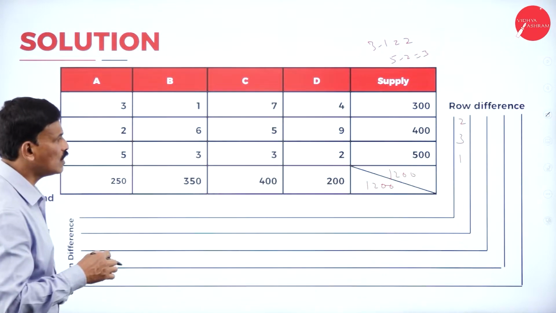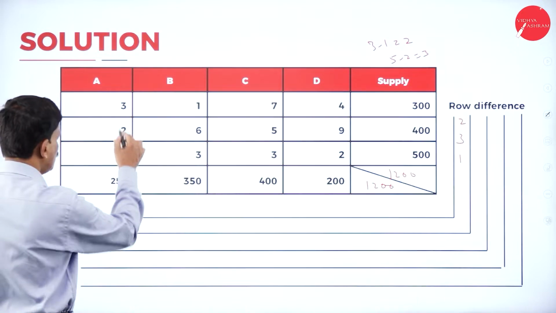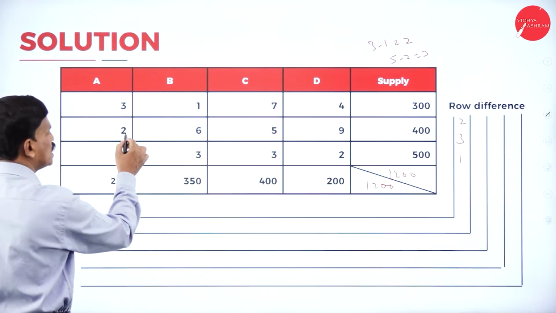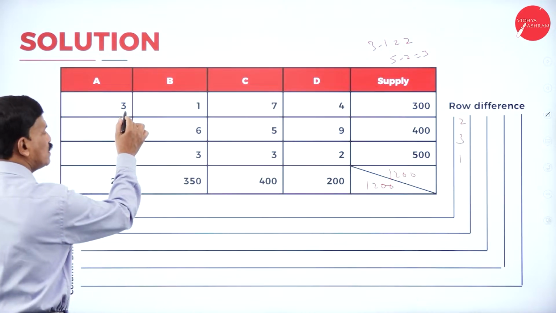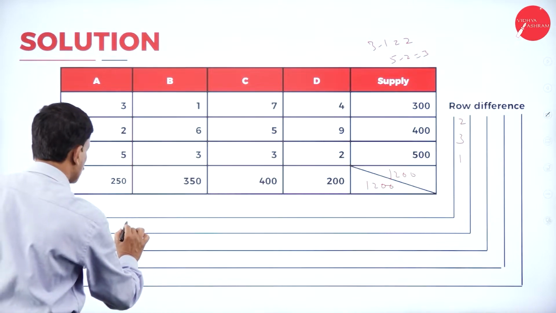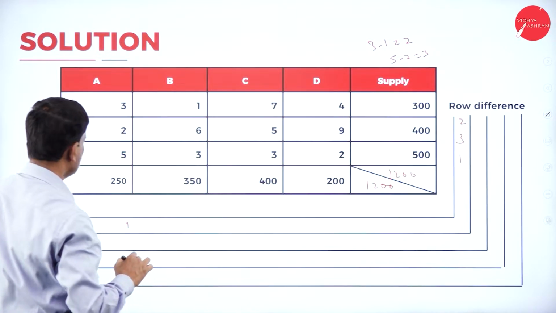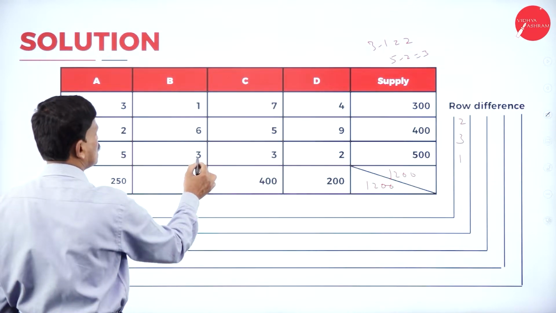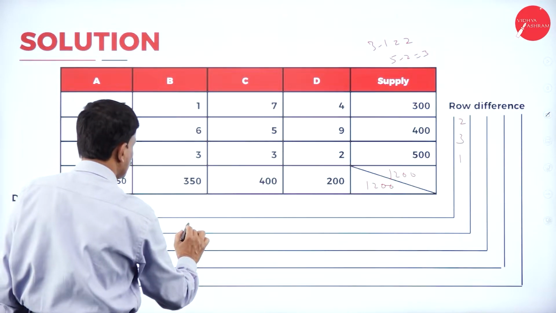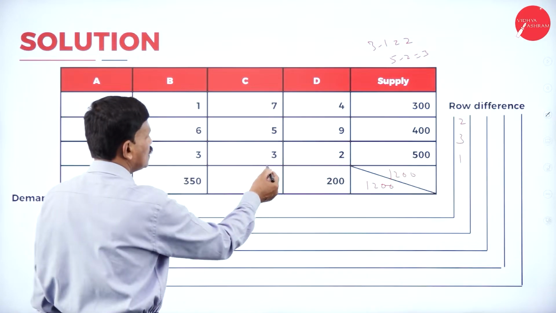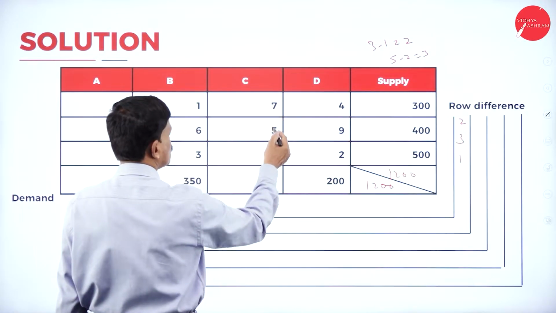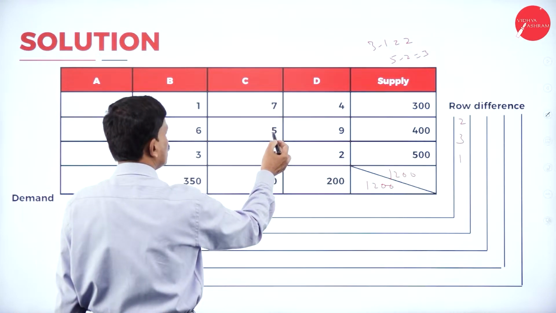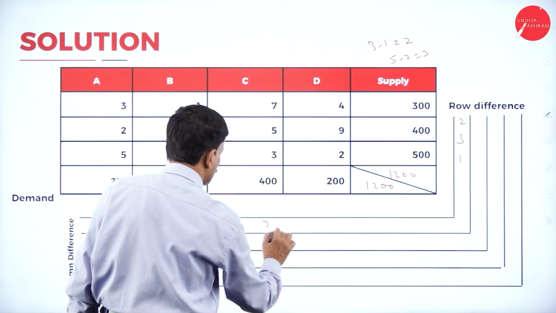Similarly, come to the columns. In the first column, find the difference. The least element is 2 and the next least element is 3. 3 minus 2 is equal to 1. Here in the first column it is 1. In the second column, the least element is 1, the next least element is 3. 3 minus 1 is equal to 2. Similarly, in the third column, the least element is 3 and the next least element is 5. 5 minus 3 is equal to 2.